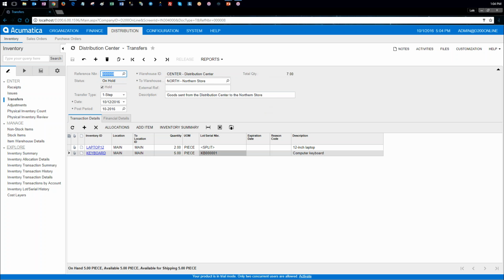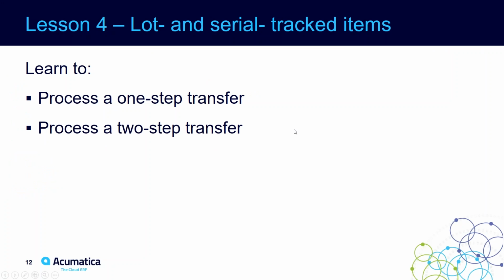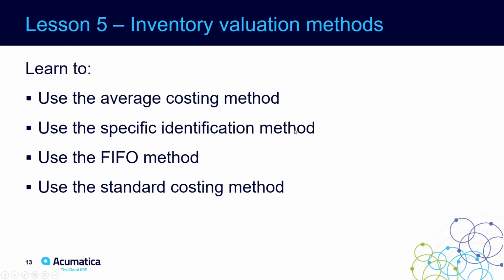Okay, so that's for lesson 4. Let's check on lesson 5. Okay, so here we are going to review the different inventory valuation methods. We are going to check on the average costing method. We are going to review the specific identification method. We are going to use the FIFO method, first in, first out, and we are going to use the standard costing method.